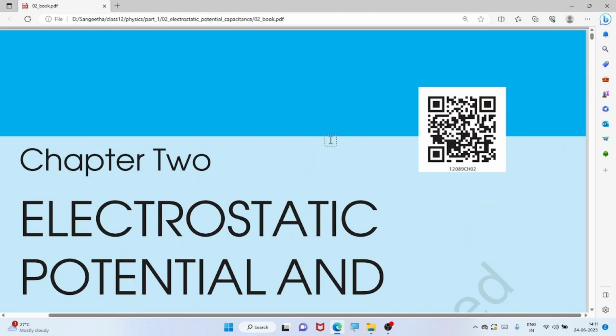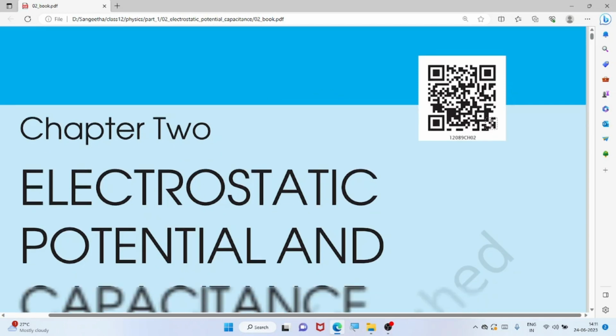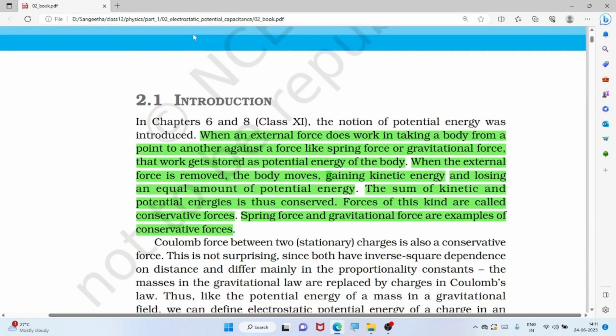Okay, we will go through some important points in the class 12 physics chapter 2, electrostatic potential and capacitance.